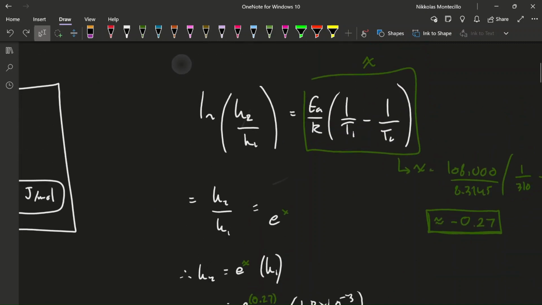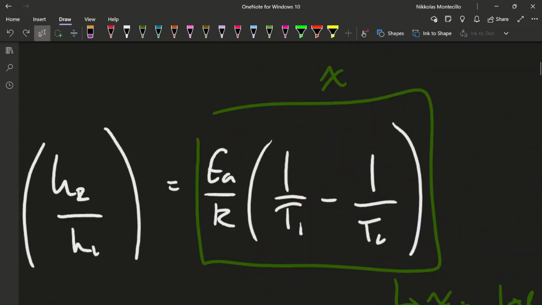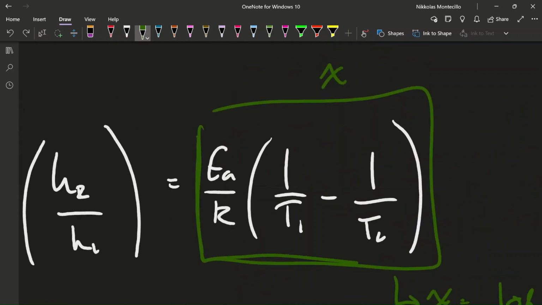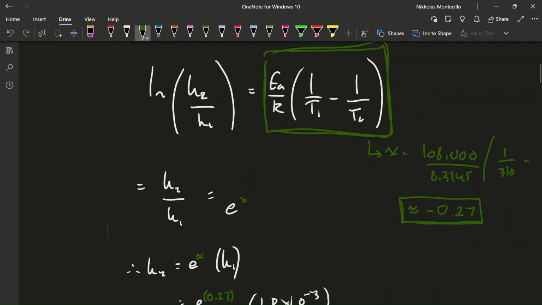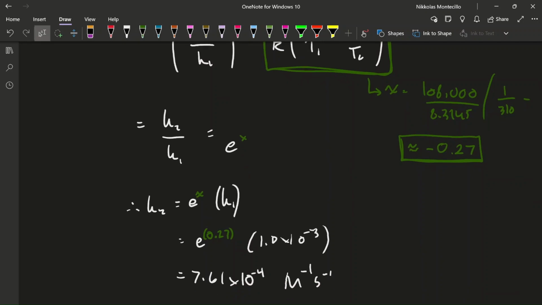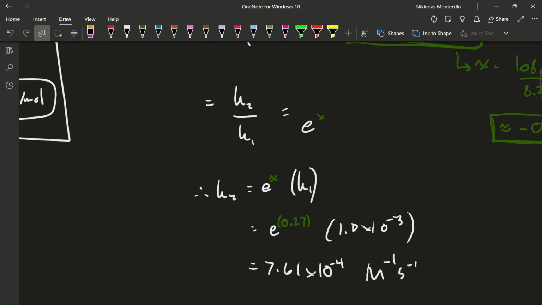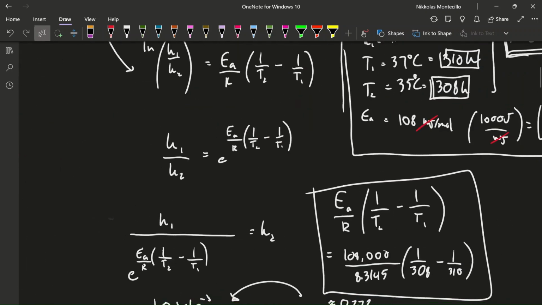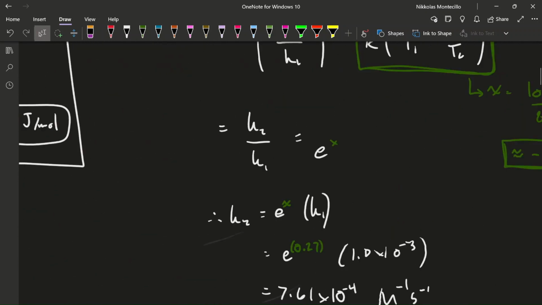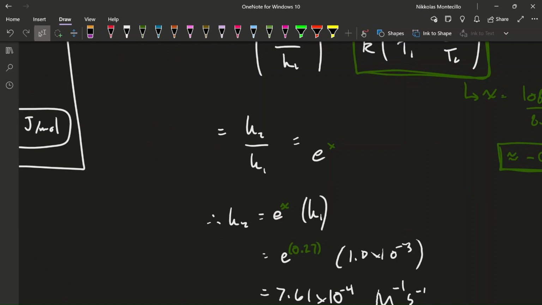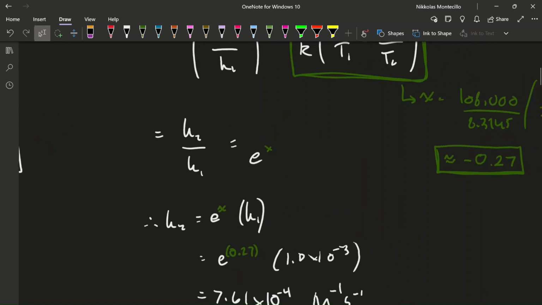I just kind of simplify the process this time, where I refer to x as this EA over R times the inverse of T1 minus the inverse of T2, right? And then I instead isolate for K2 by multiplying both sides by K1, just to simplify my calculations. At least for this particular example. In some cases, you might want to find K1, and therefore the other formula may be better. But generally speaking, I use this formula instead, where I just multiply both sides by K1, right?